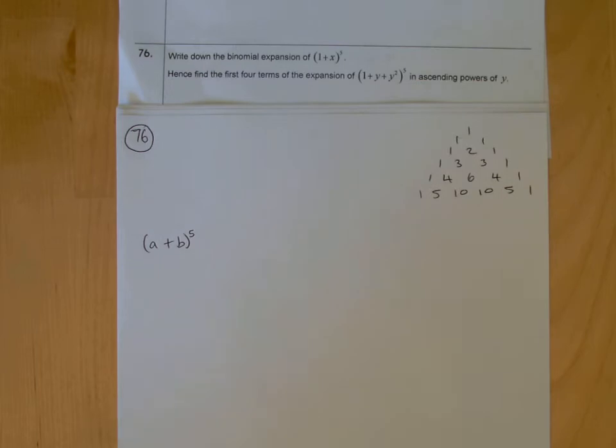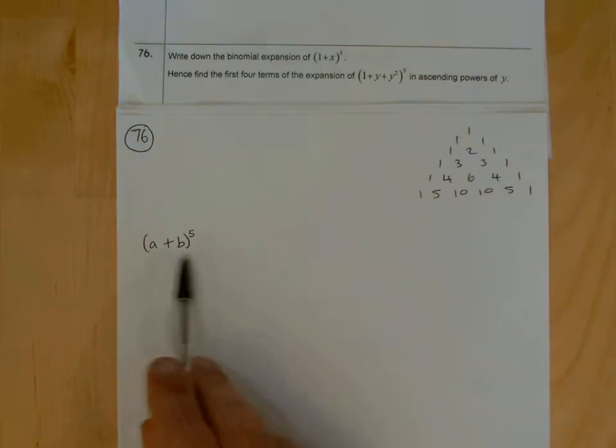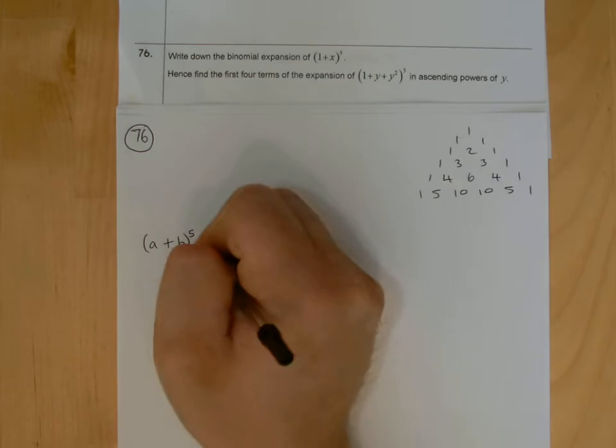Write down the binomial expansion of (1 + x)^5. So remember, use Pascal's triangle, and the approach for expanding (a + b)^5. So we'll do that first.